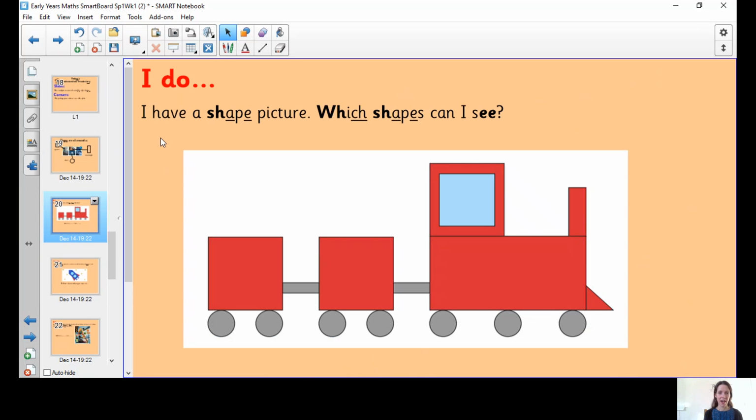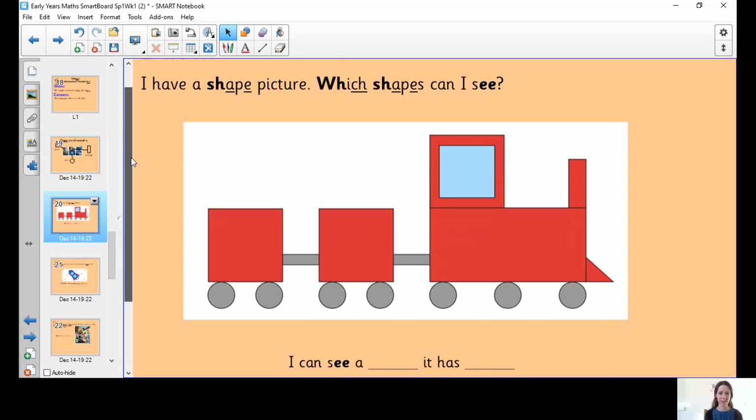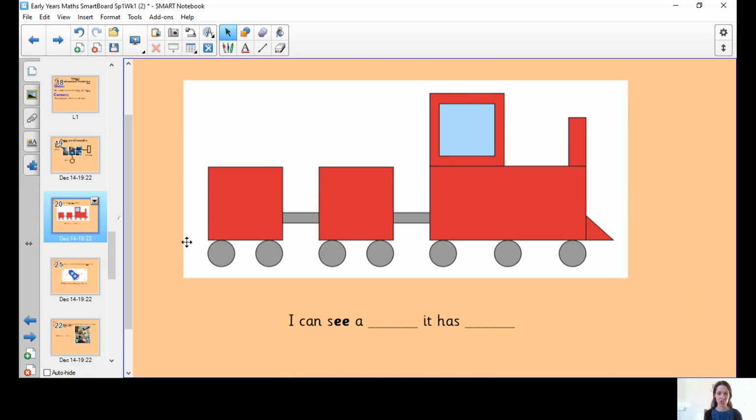I do. I have a shape picture. Which shapes can I see? I'm looking at my picture and I can see that it is a train. The train has some wheels at the bottom which are circle shaped. I know that they are circles because they have one side that curves all the way around. My train has 1, 2, 3, 4, 5, 6, 7 circle-shaped wheels.